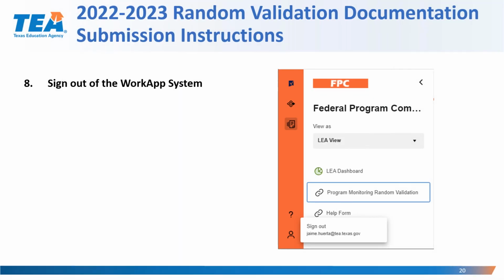Now that you've attached your document and entered all the information in the Details Form Data tab, you're now ready to sign out of the WorkApp system. To sign out, you're going to want to locate the icon with the person, click on Sign Out, and you'll be able to sign out of the system successfully.